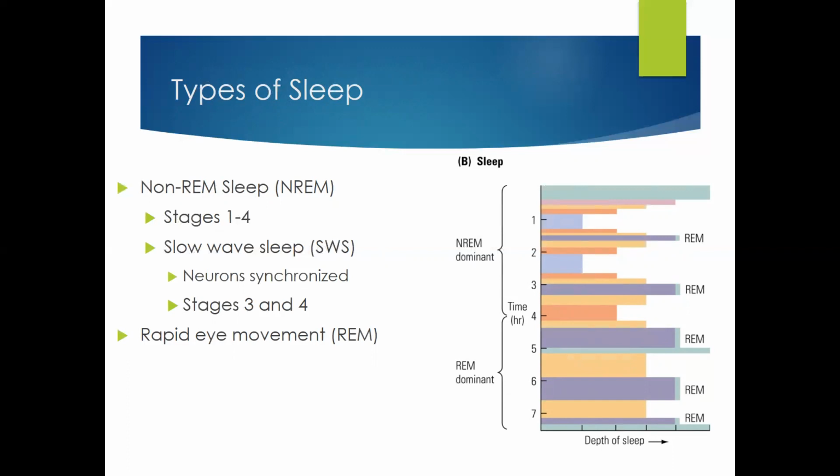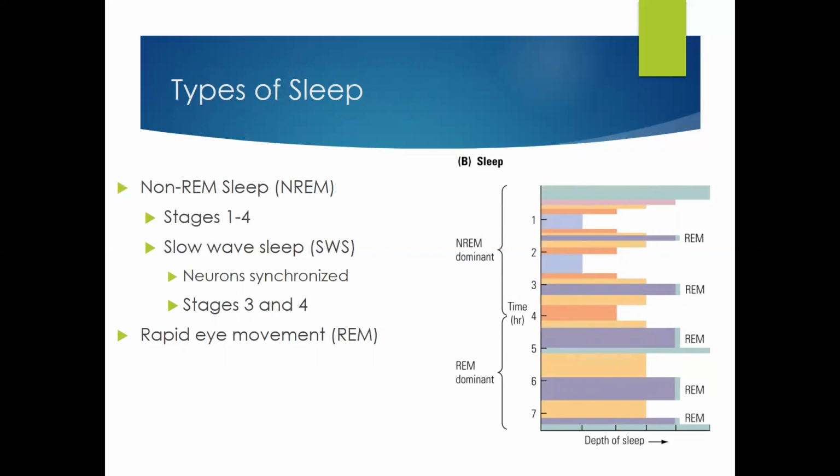Now, non-REM sleep is broken into many more stages. We have four stages of non-REM sleep. Stage one is when you're starting to fall asleep, but you may not realize you're falling asleep. Stage two is a really light stage of sleep. And then stages three and four. During all of these stages, we see some interesting brain activity.